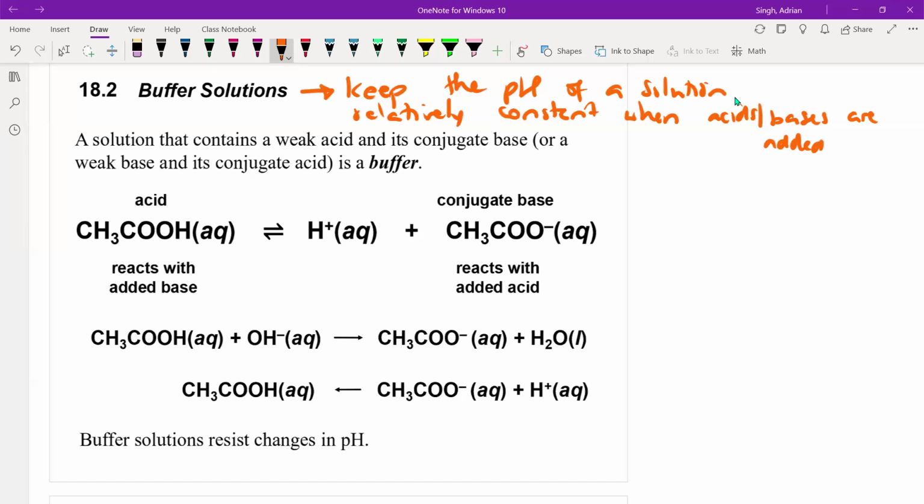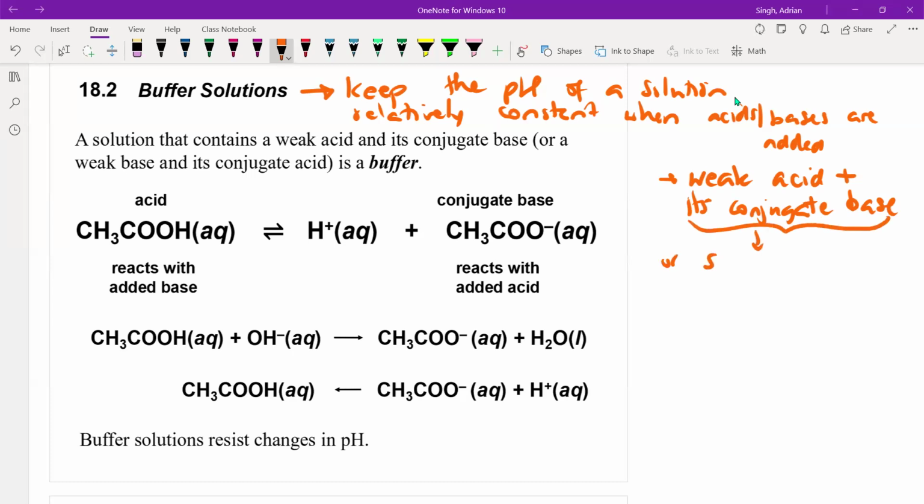Now, what is a buffer composed of? Well, typically, buffers are made up of a weak acid and its conjugate base. Okay, so right away, we know that we can't use strong acids like hydrochloric acid, nitric acid, etc. We need a weak acid, and we also need its conjugate base. And the conjugate base of a weak acid is going to come in a salt form. So sometimes you'll see the phrase, or the salt of its conjugate base.